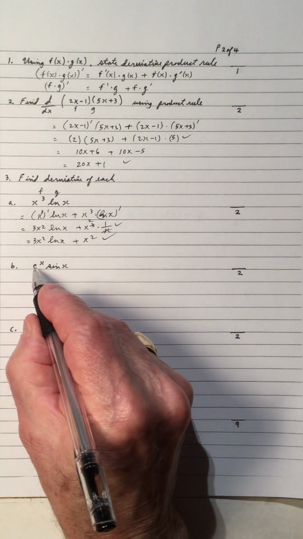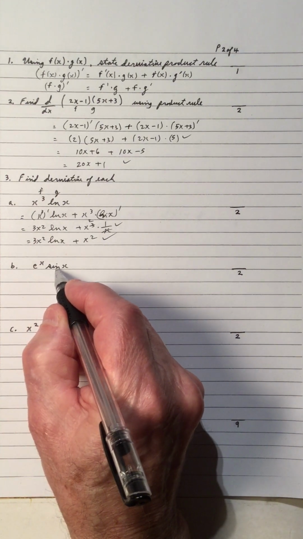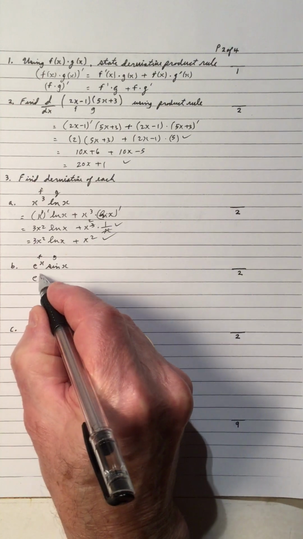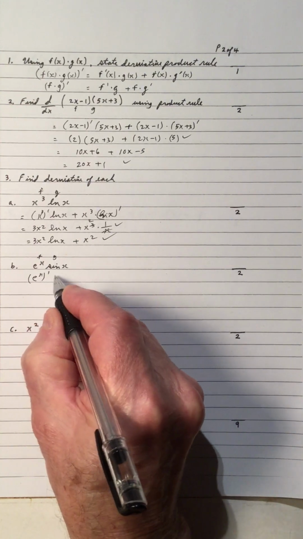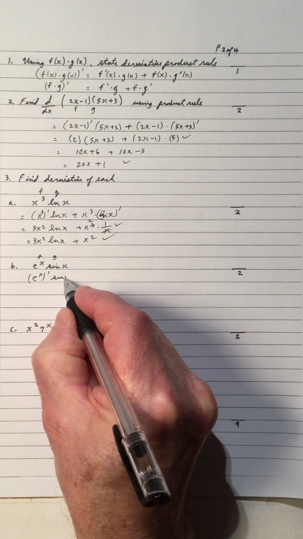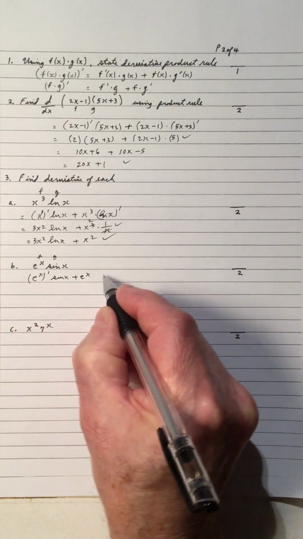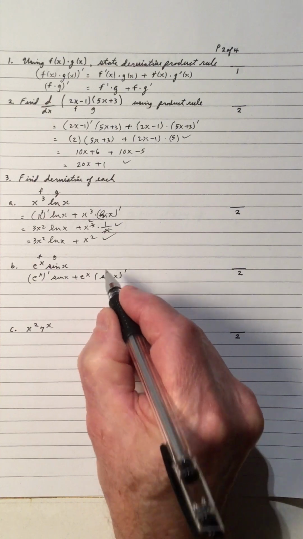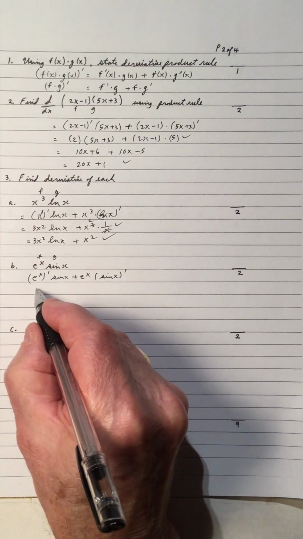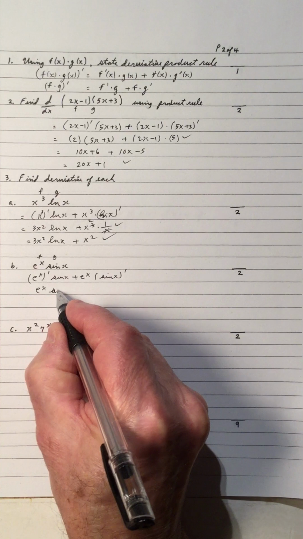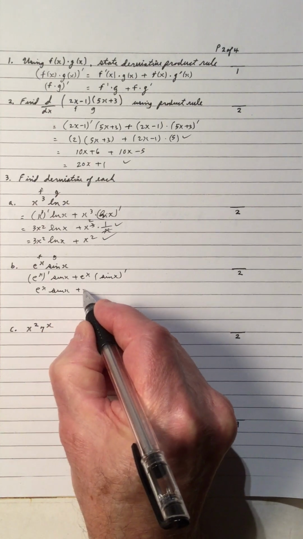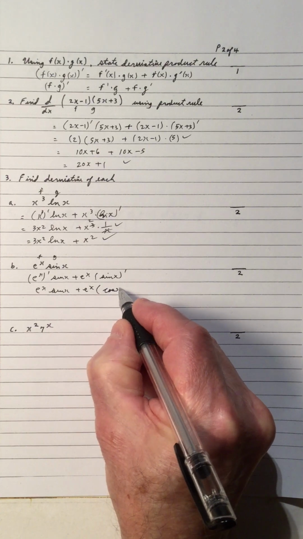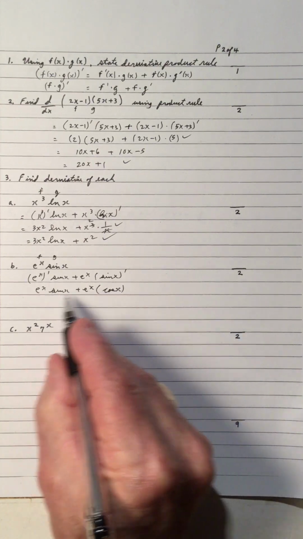And again, we have e to the x and sine x. So this is f and this is g. So it's the derivative of e to the x times sine of x, add on e to the x times the derivative of sine of x. The derivative of e to the x is e to the x, sine x, and we have e to the x. Derivative of sine x is cos x, and we can't simplify that.